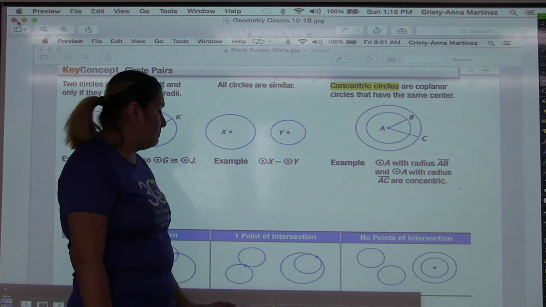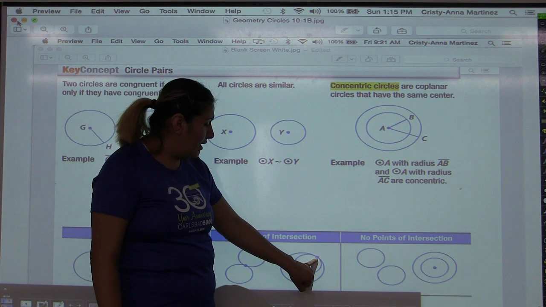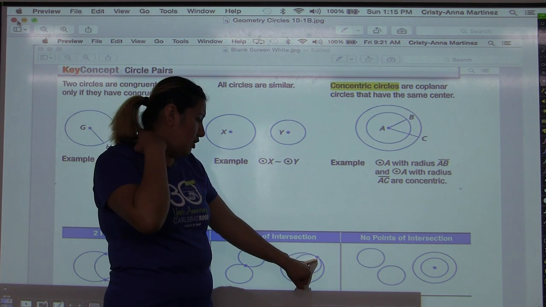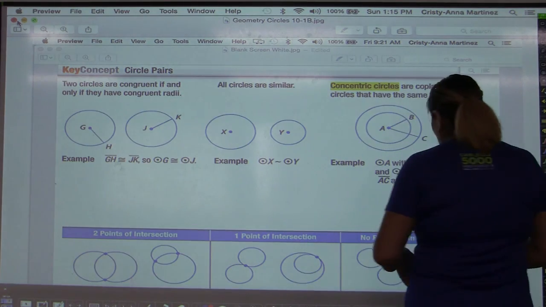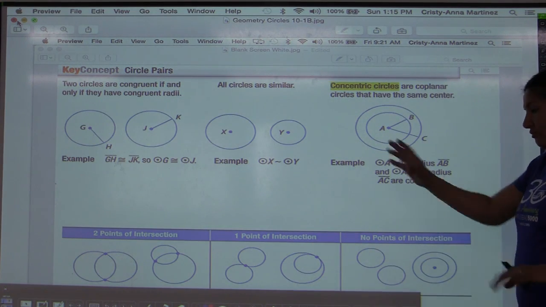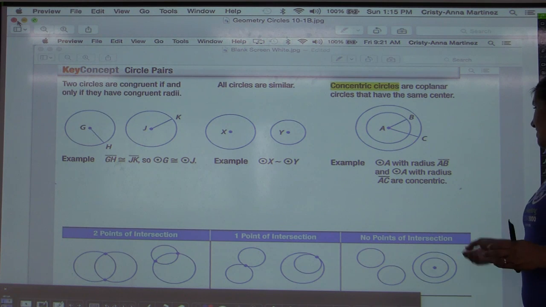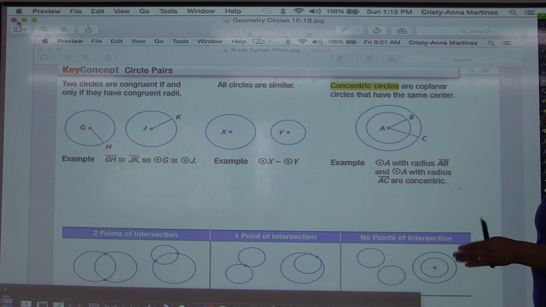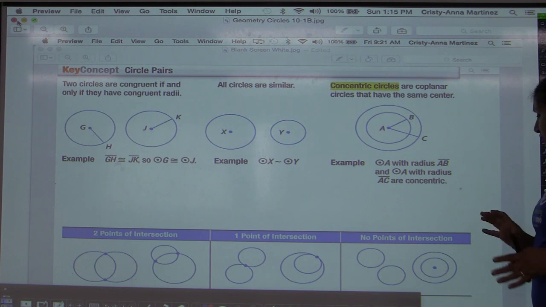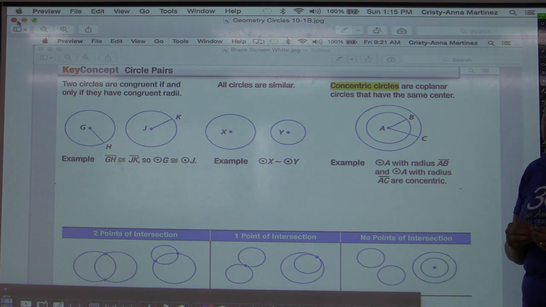So they don't have the same center, but they do have this point in common where they're touching here in a tangent way. And then, of course, there's no points of intersection where the circles are not overlapping at all. They're totally in different places. Or one circle is inside the other, like in the case of the concentric circles. They don't have any overlapping parts, so there's no point of intersection, even though they have the same center.